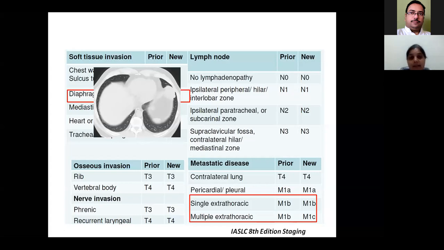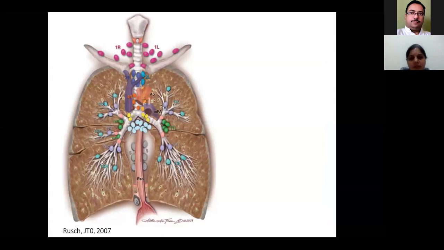as N3 disease. And you need to understand how these mediastinal lymph node groups are situated and what classification system is used for these mediastinal nodes. Which group of lymph nodes would you call ipsilateral? How do you classify contralateral disease? So this is a classification system.